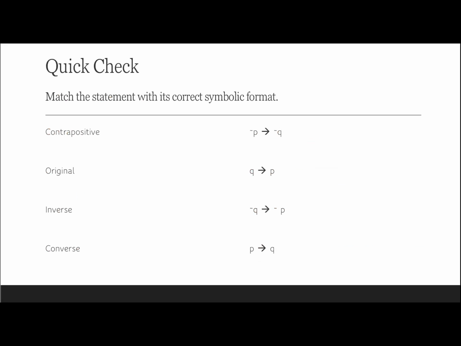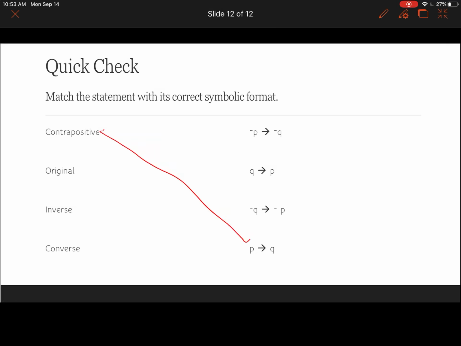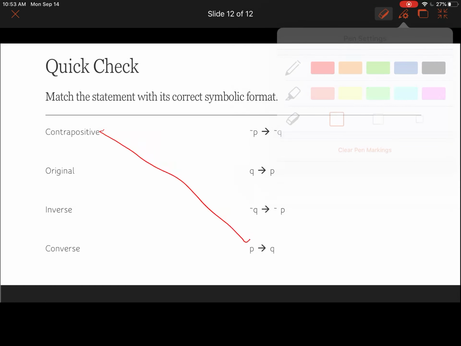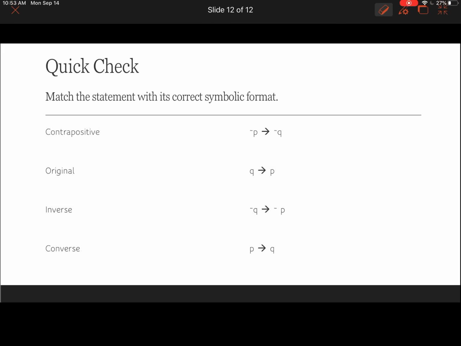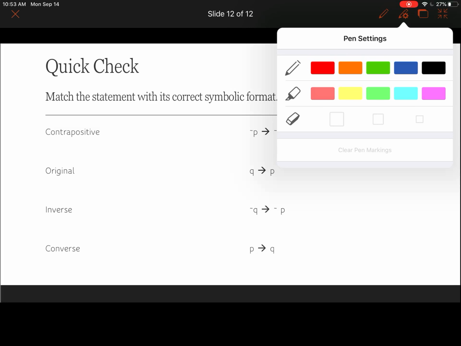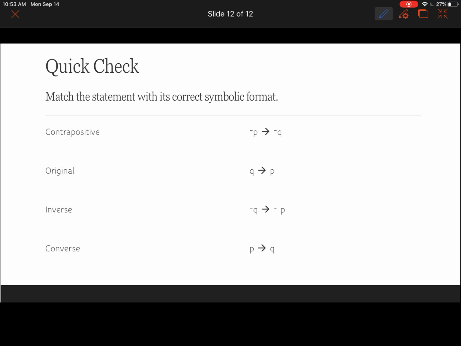So a quick recap is we want to match the statement with the correct symbolic format. So for the contrapositive, let's take that back. We want an eraser. Let's take that back. Let's do it in blue instead. So the contrapositive is if not statement Q, then not statement P.